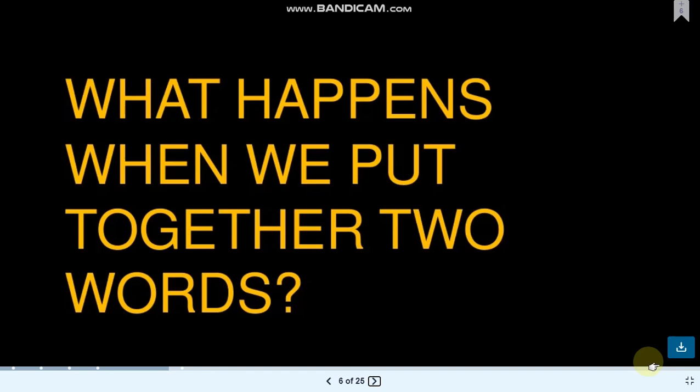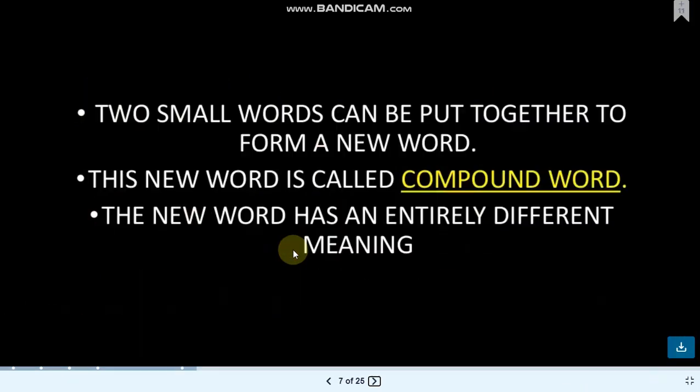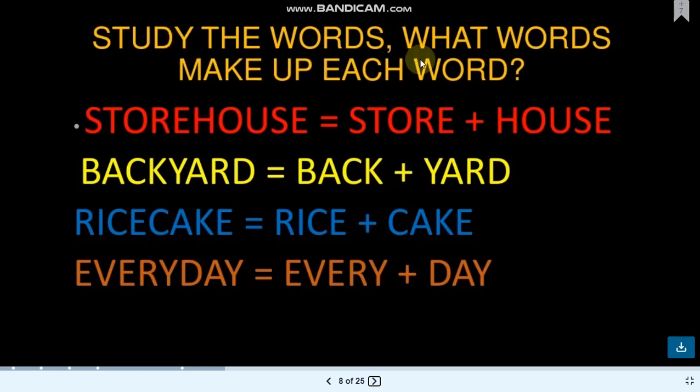So what happens when we put two words together? Two small words can be put together to form a new word. This new word is called a compound word. The new word has an entirely different meaning. Again, the new word has an entirely different meaning. So let's study the words, and what do you think the words will make up later on?